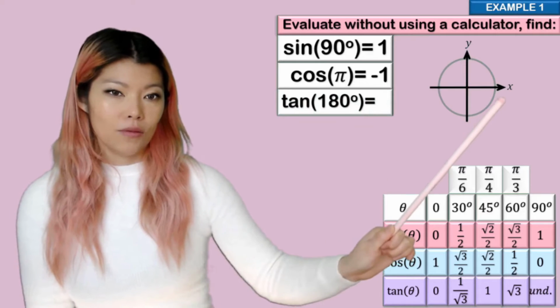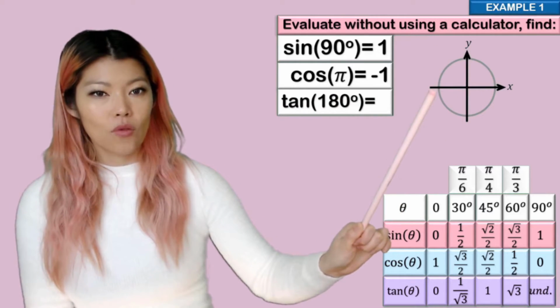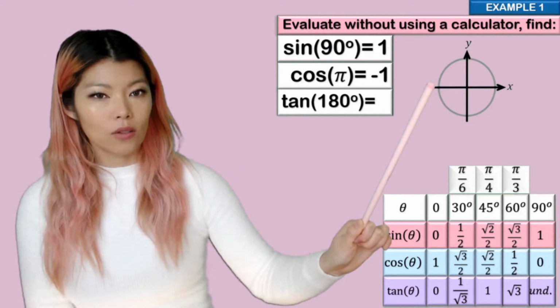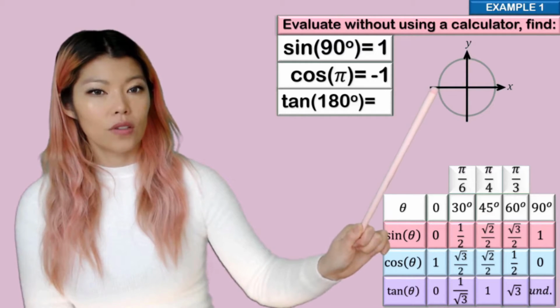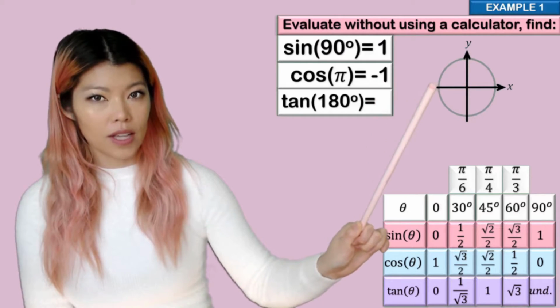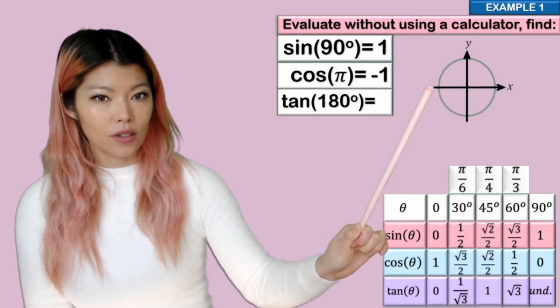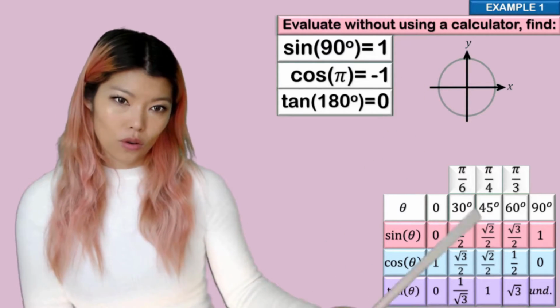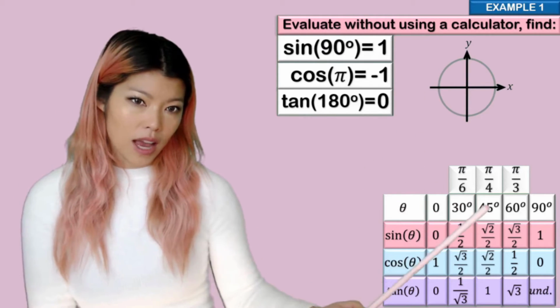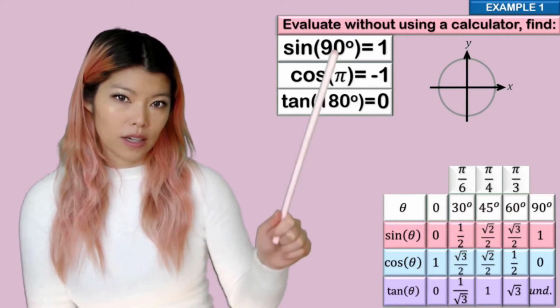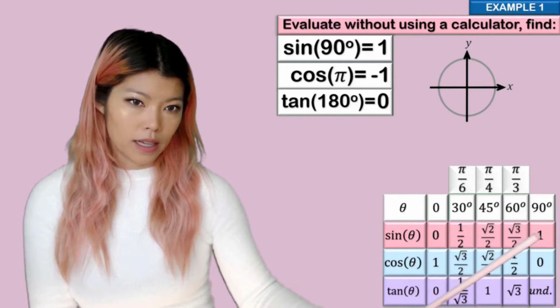Tan 180. 180 is also here. Well, I know my sine here, or my y value is 0. So 0 over -1, the cos, so sine over cos is tan, so it's just 0. Or you can use the table over here. So tan 180, oh, it's not there, sorry. Sine 90 would be here, 1.